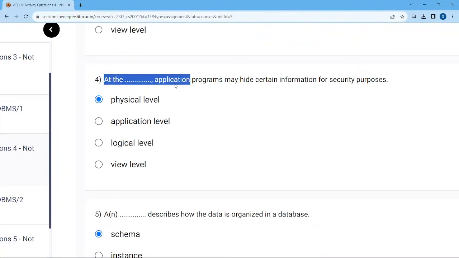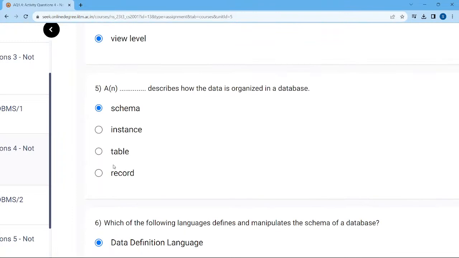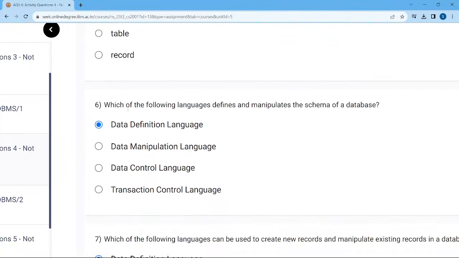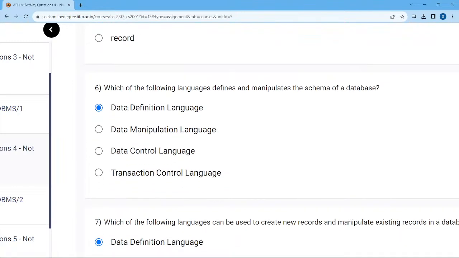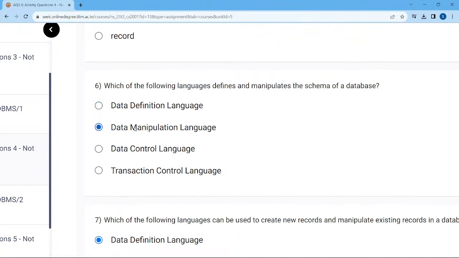Application programs may hide certain info. Oh, that is definitely view level. Dash describes how the data is organized in a table. Okay, that is schema. Which of the following languages defines and manipulates data? Defines and manipulates. Okay, the schema.